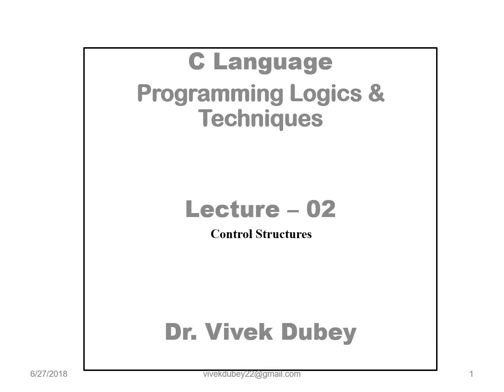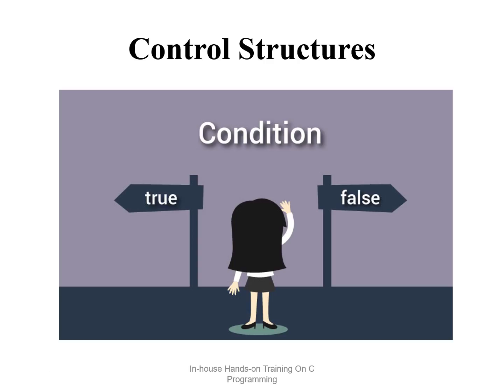Hello friends, today we will understand control structure in lecture 2. So in control structure we will come to some condition always, and whenever there is a condition there are two ways, one on the true side, second on the false side.